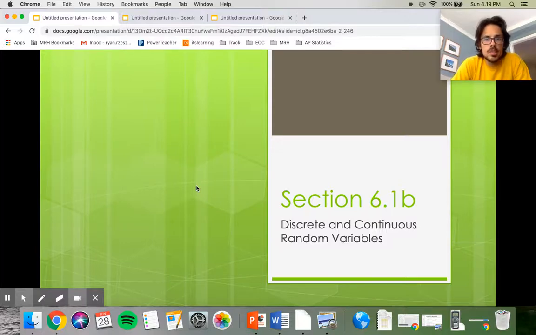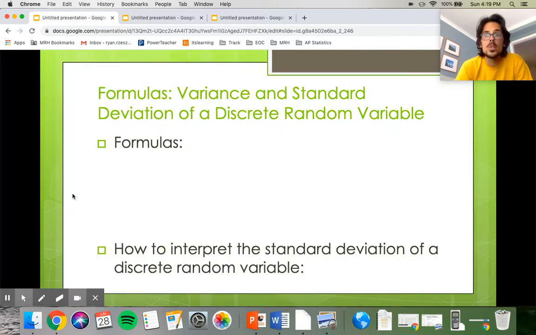Okay, so section 6.1b, we are going to continue with our discussion of discrete random variables for a bit, and then also jump into the concept of a continuous random variable. In the last video, we talked a lot about expected value for a discrete random variable, and that was basically doing an average. We also want to have a way to measure the spread of a random variable, which is going to be our good old friends, the variance and the standard deviation.